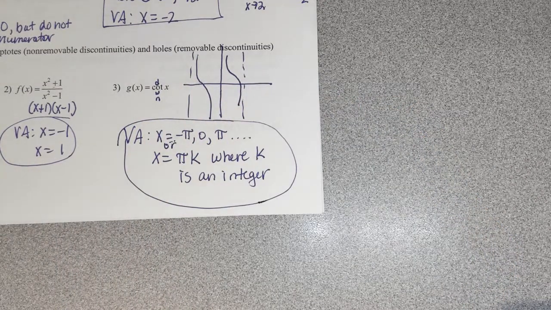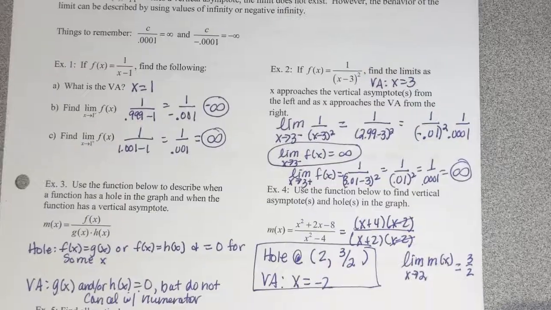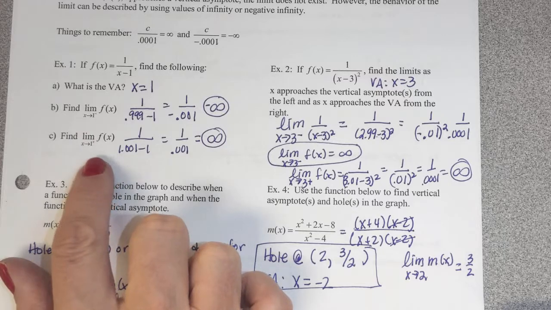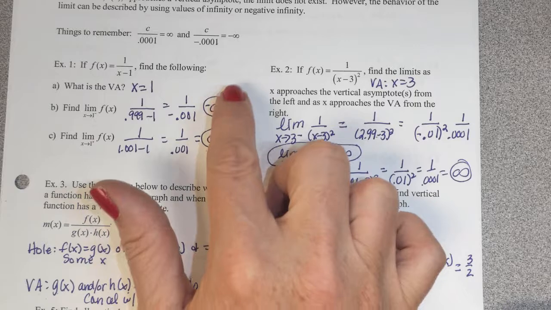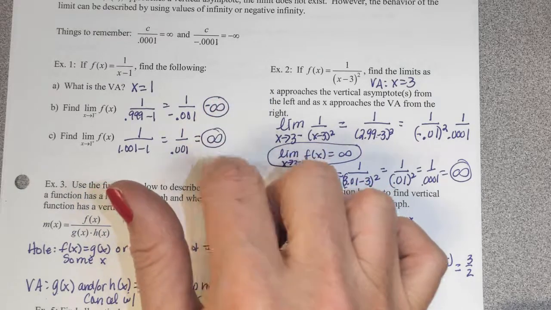All right, any questions? So your homework is going to be asking you a lot about continuous versus discontinuous. And then they're also going to be asking you to find these limits as you approach vertical asymptotes. Remember, the answer is going to be infinity or negative infinity if you're approaching a vertical asymptote.